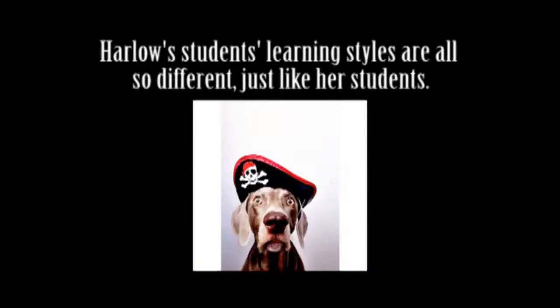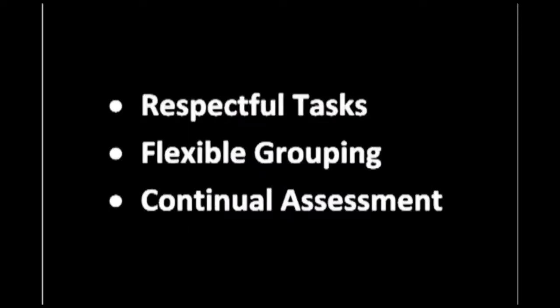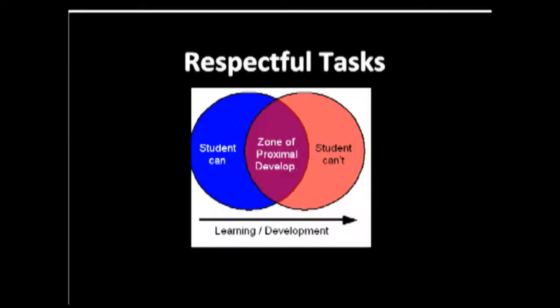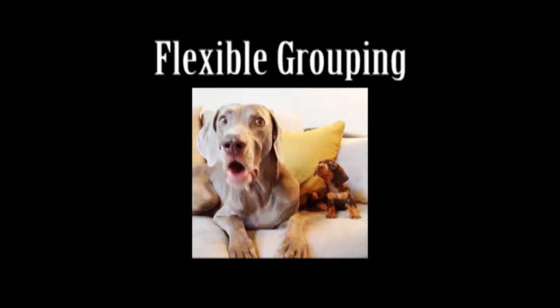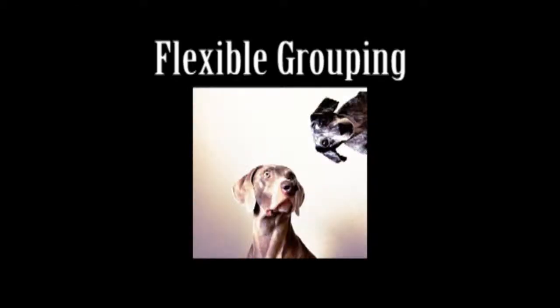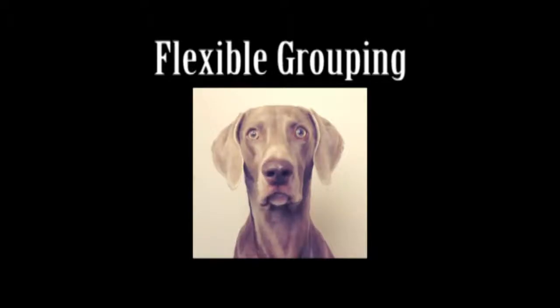Differentiation is guided by following general principles: respectful tasks, flexible grouping, and continual assessment. Respectful tasks means making a quality curriculum which is not too difficult for students to grasp, but is also difficult enough to challenge and engage learners. A classroom should include a variety of whole group class discussions, small groups, partners, and independent work.